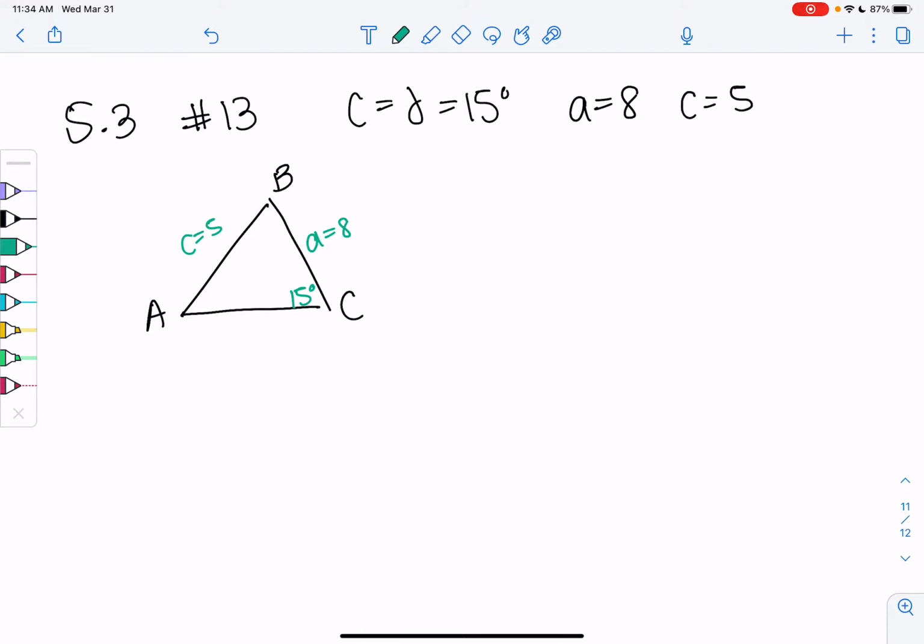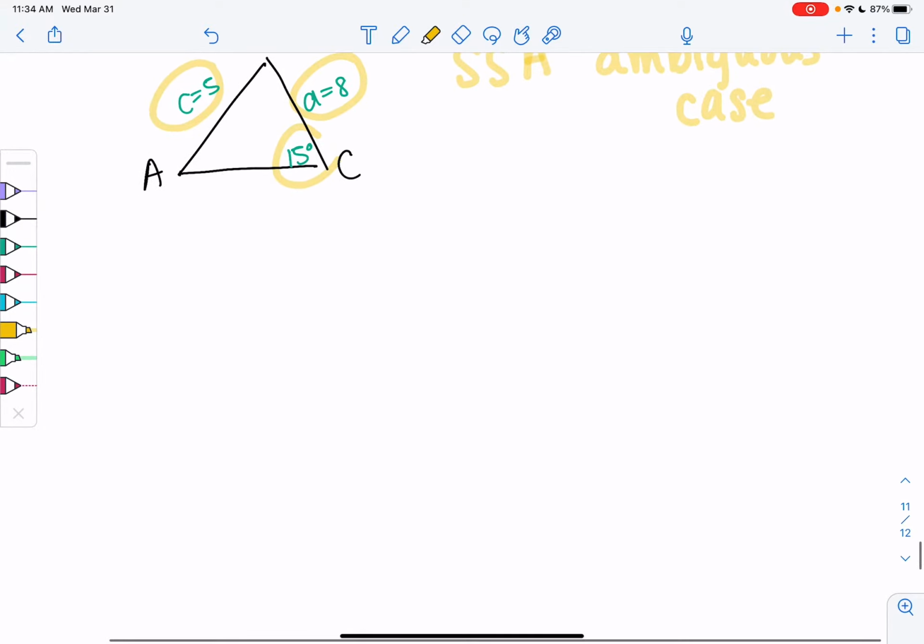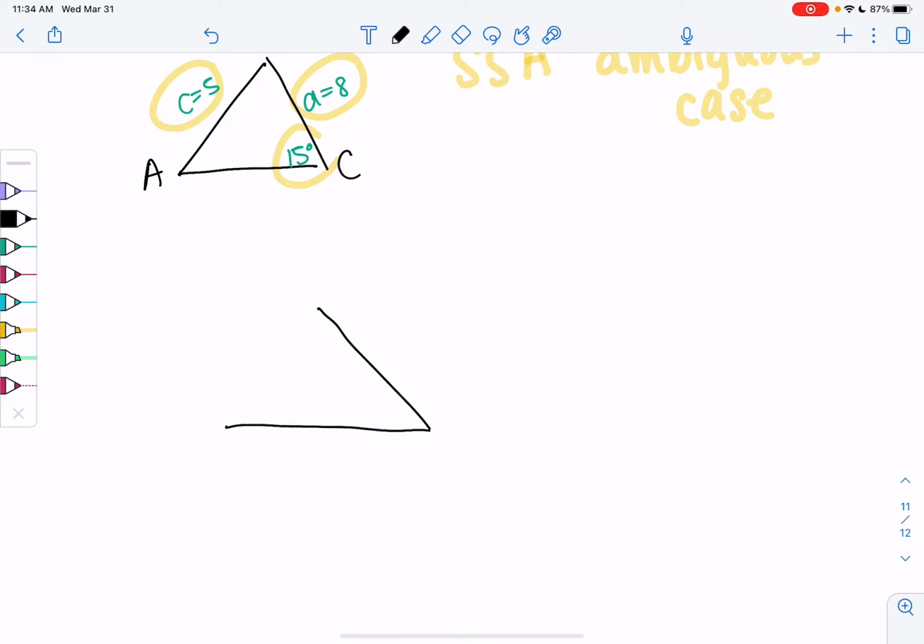And this is a side, notice if I go around, side, side, angle, so we have to use the ambiguous case, that annoying one. So it's possible this triangle doesn't exist, or it's possible there's two triangles. So let's try to draw this more to scale to figure this out. So we have C is 15 degrees, and we know a is 8. And then remember, ambiguous case means maybe c is not long enough, maybe it doesn't make it. Maybe it makes it twice.